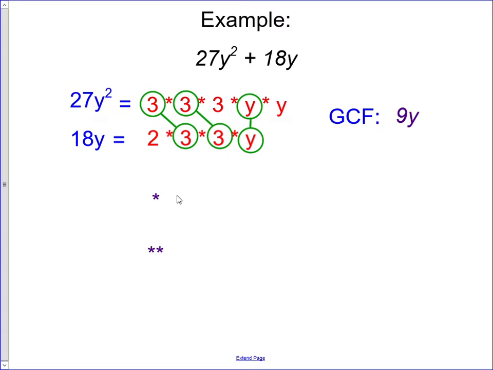So let's take a look at that. We're going to do 9y times 3y. Where did I get the 3y? That's what's left after we pull out the greatest common factor. After we factor out 9y, what's left in the first term is 3y. Since it was an addition, I'm going to add it to 9y times 2. Where did I get the 2? It was what was left over from 18y after we factor out the greatest common factor. The distributive property says I can rewrite that as 9y times the sum of 3y and 2.